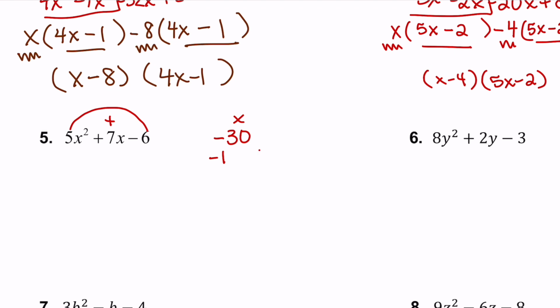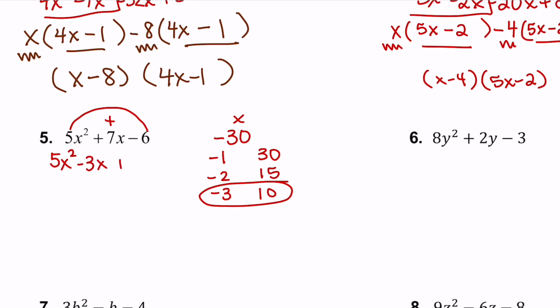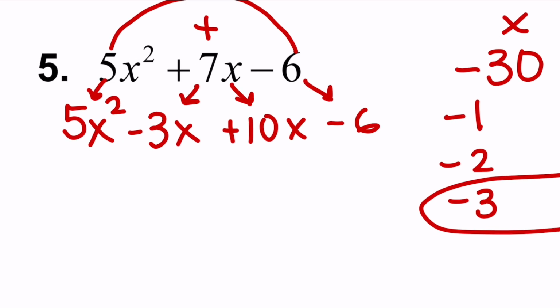So 1 times positive 30, when we add those, that doesn't give us 7. Negative 2 and positive 15. Negative 3 and positive 10. 10 minus 3 is 7. So those are the two numbers we're going to use. So I have 5x squared minus 3x plus 10x minus 6. So we're bringing our first and last down and we're uncombining the middle two numbers.